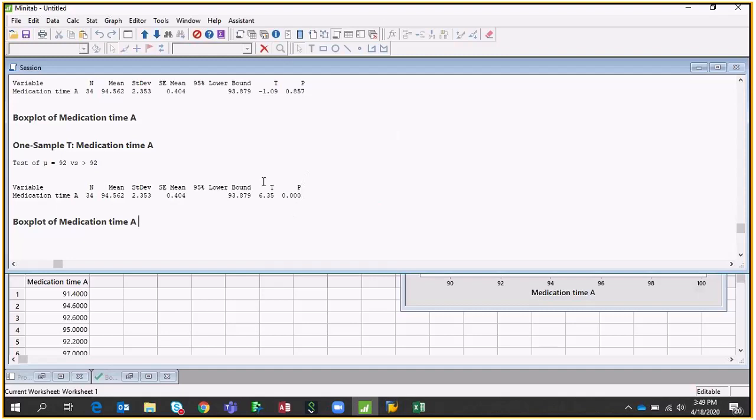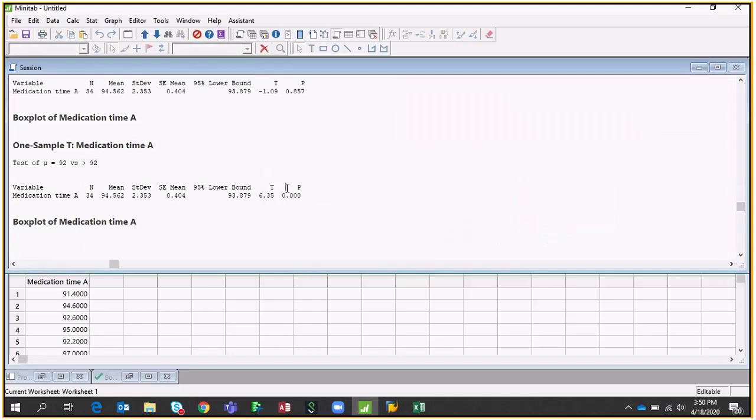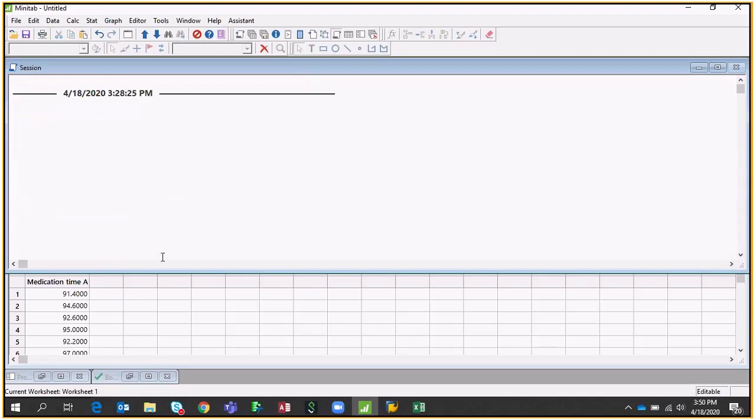So in this case, we have to reject the null hypothesis. I will say my hypothesized mean, or my average of medication time, is greater than 92. Okay, so I will go with the alternate hypothesis. So that's how you can use one sample t-test. Okay, now let's go to another test, which is called two sample t-test. Let me delete the session data first.